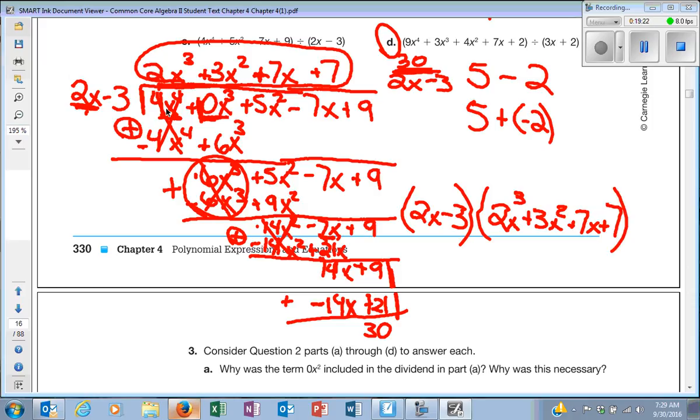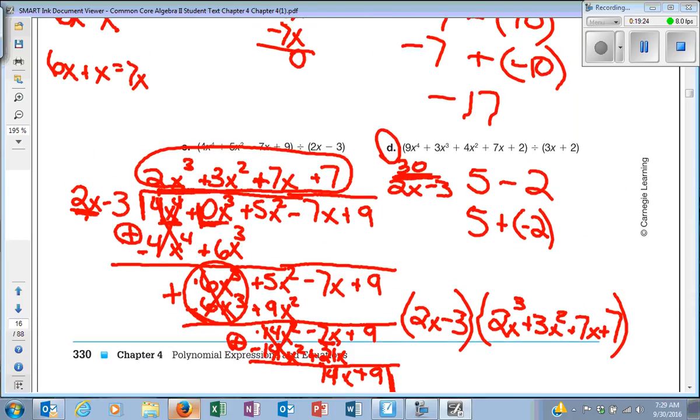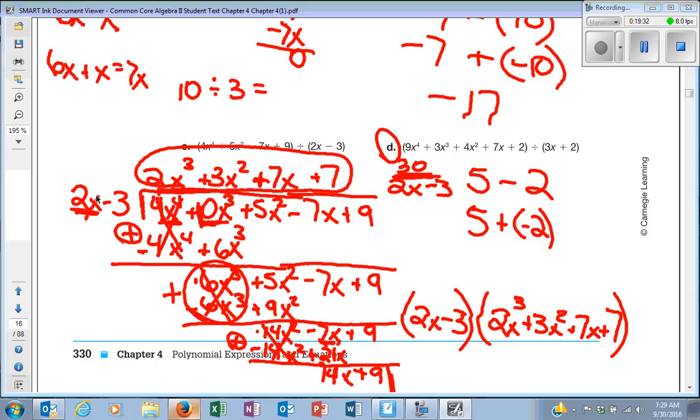So before we get to this question right here, let me ask you a quick question. If I said 10 divided by 3, what does it equal? 3 with remainder 1. You following me? Okay. If I wanted to check that, would I add this one in first? At the end.